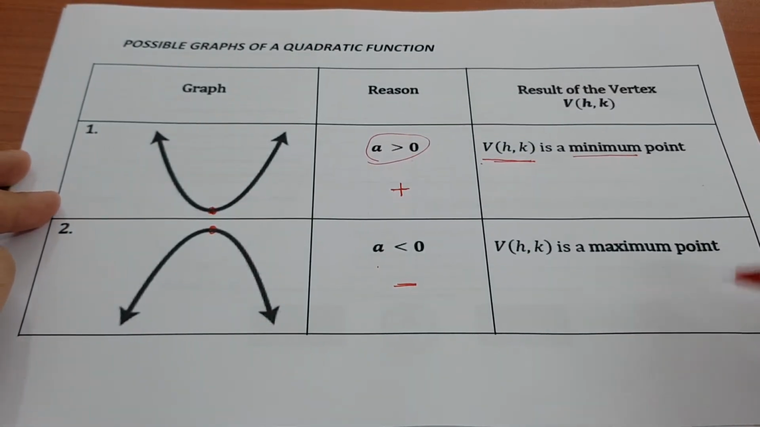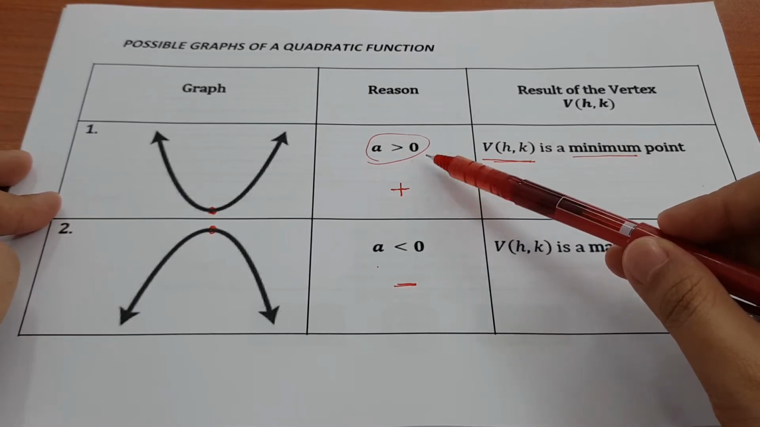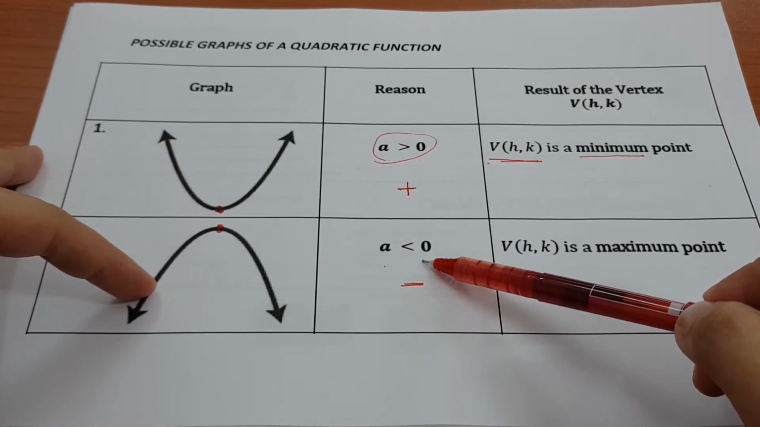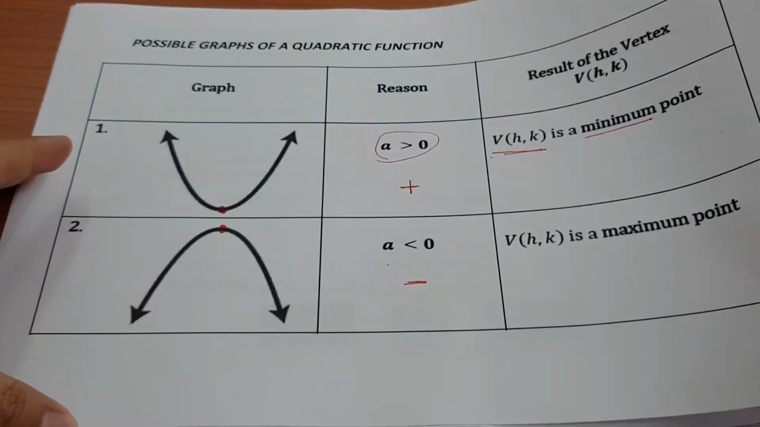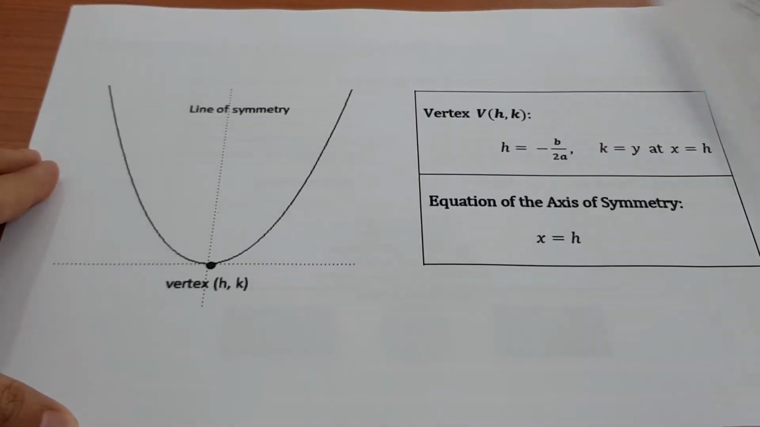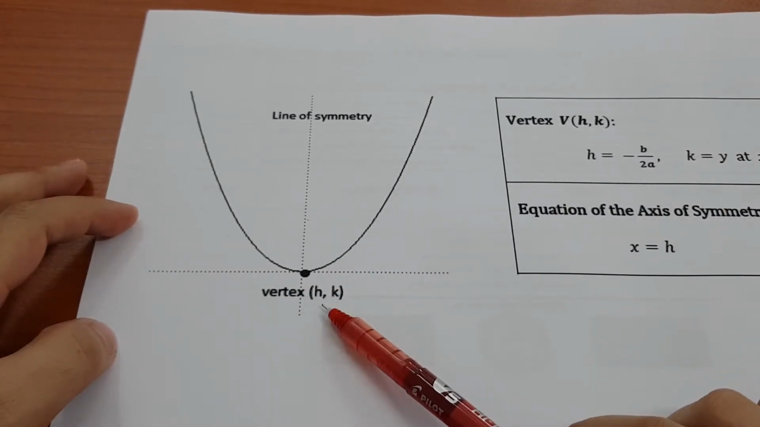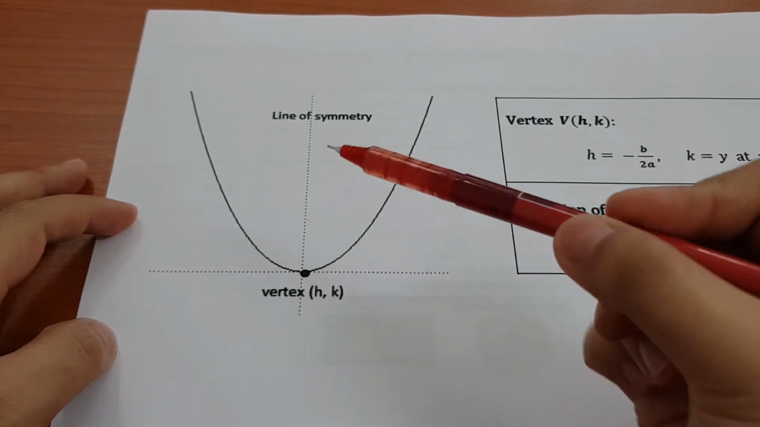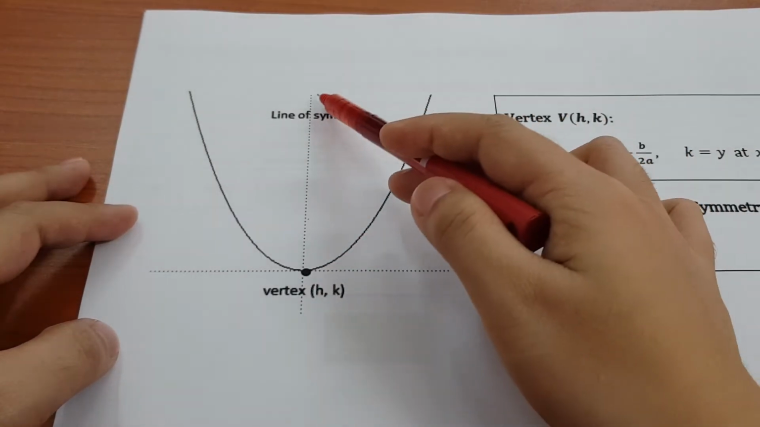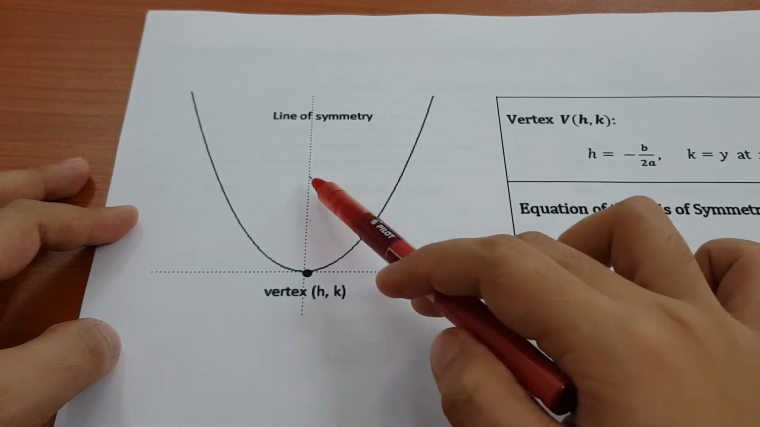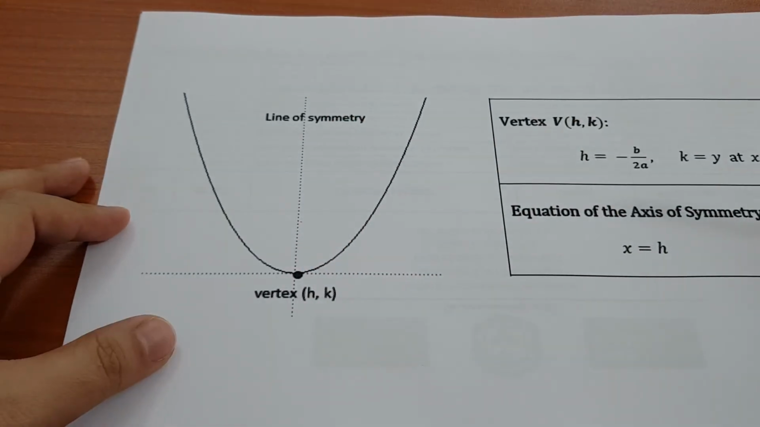Okay, so you need to remember: if a is greater than 0, or positive, this is the graph. If a is negative, this will be the graph. Now, for example, this is our example of a graph. This is your vertex, the lowest point, and this one is what we call the line of symmetry, or the axis of symmetry, that divides the graph into two equal parts.